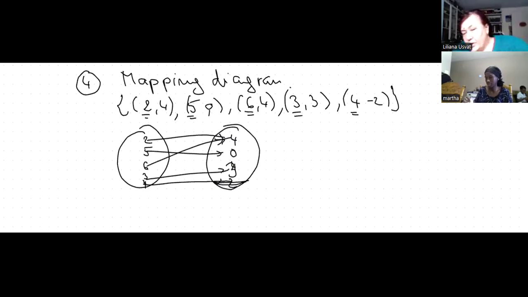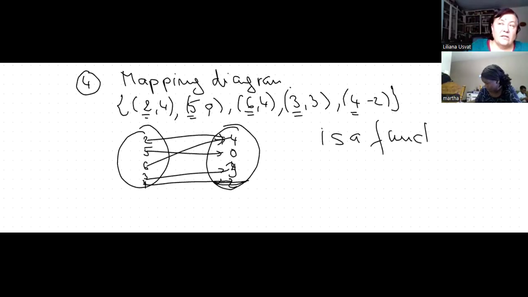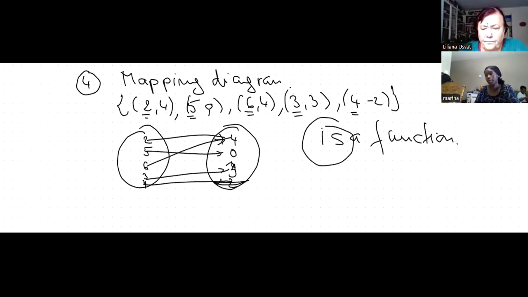This relation is a function because all the x's are different. So this is a function. It would not have been a function if for one x you had 2 y's. But in this case, all the x's are different. So this relation is a function. Okay.